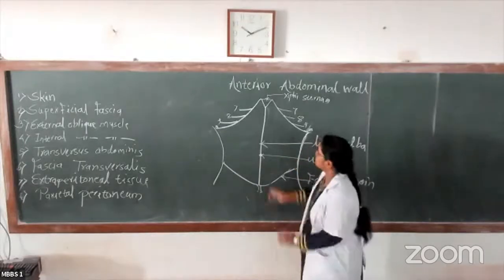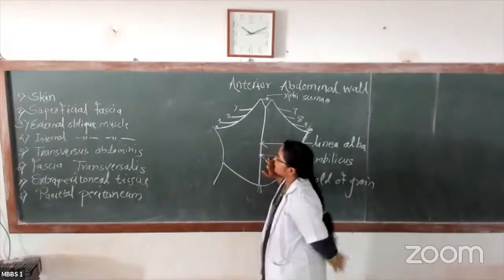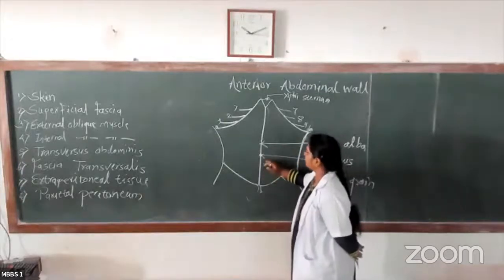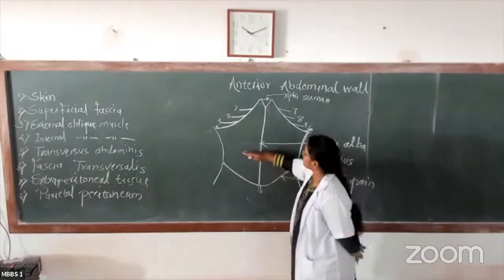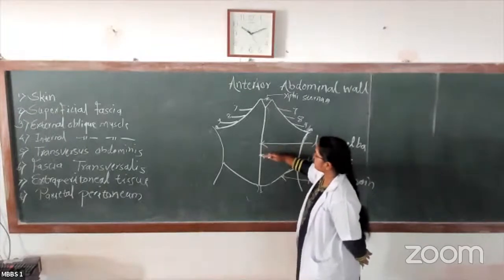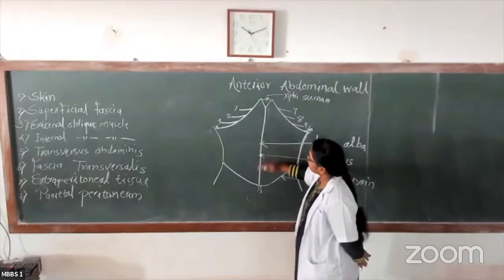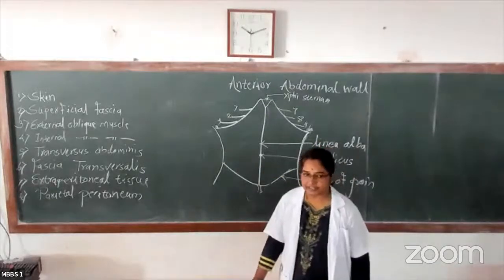Now, the umbilicus has embryological, anatomical and clinical importance because it is called a watershed line. Above this level, venous and lymphatic drainage takes place in one direction, and below this level in another. So that is why it is called a watershed line.